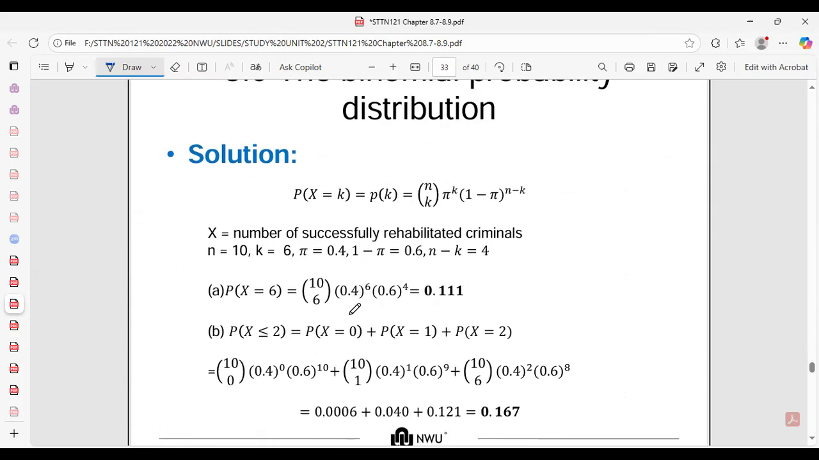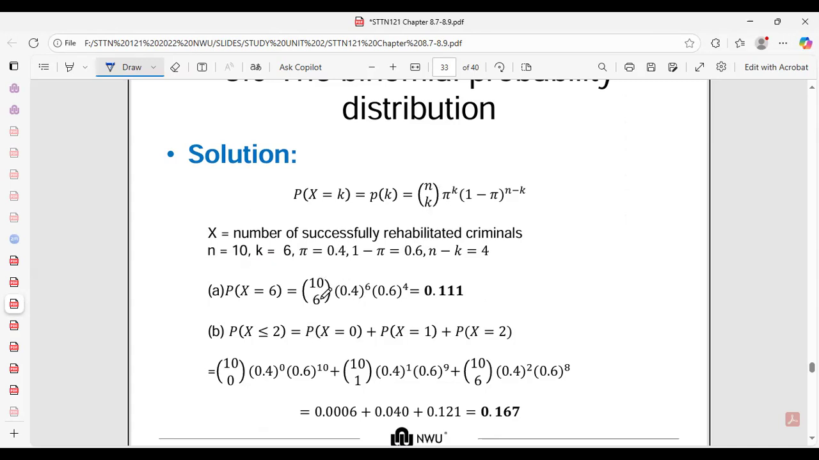Those are the kind of things that will give you... So you know that this is the formula that we're going to use. Now, n is 10, k is 6, pi is 0.4. I'm going to explain this kind of question in this one when you substitute. So obviously here n is going to be 10 combination 6.